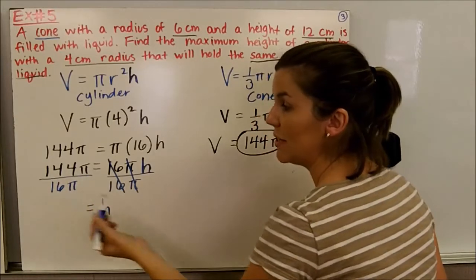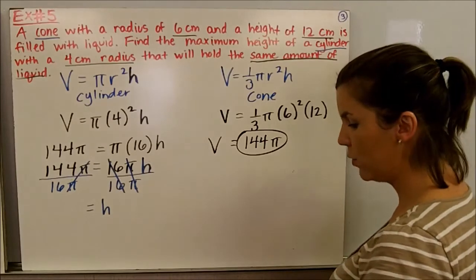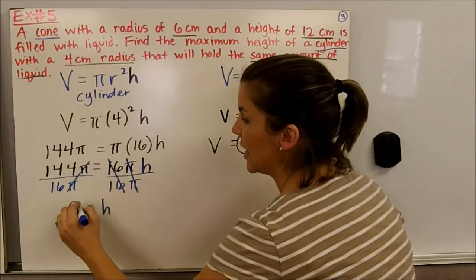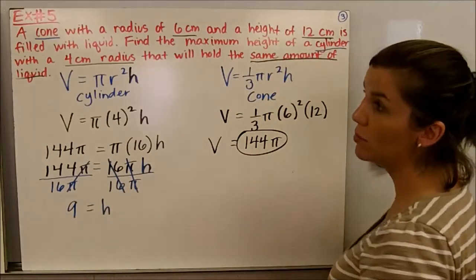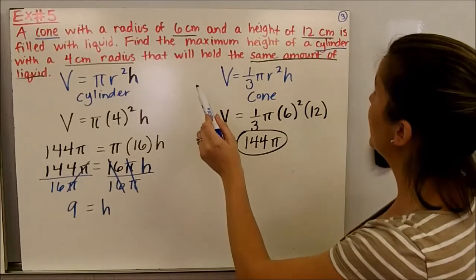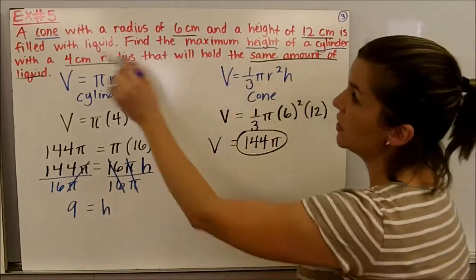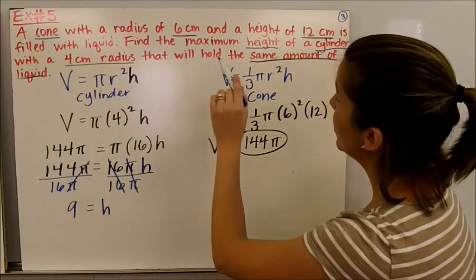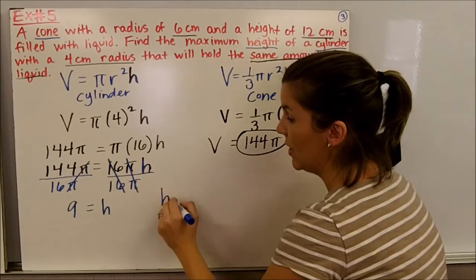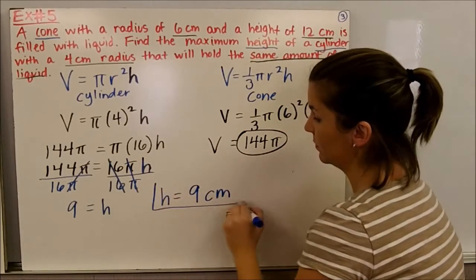144 pi divided by 16 pi. These pi's will cancel out as well, and 144 divided by 16 is 9. Again, this is a word problem, so we're going to want to include units. And let's make sure we've answered the question. Find the maximum height, so we have H, of a cylinder with a radius of 4 centimeters that will hold the same amount of liquid. So our height is going to be 9 centimeters.